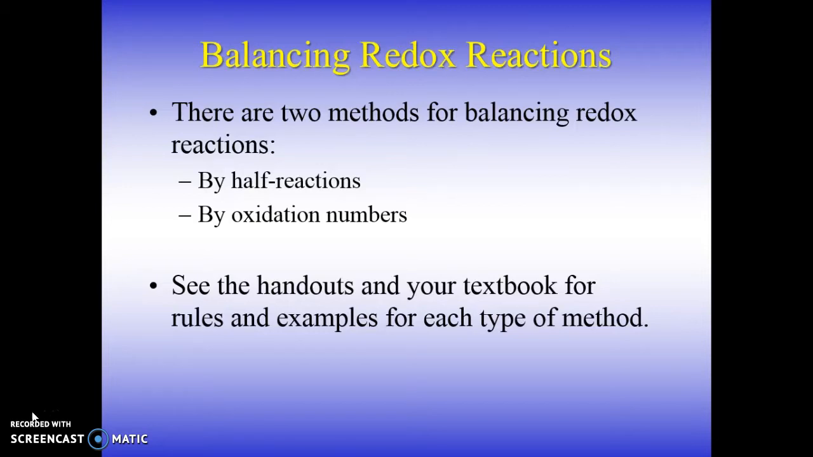On the website, there is a handout titled Rules for Balancing Redox Reactions or something to that effect. Please pause this, print those out, take a few minutes, look through the rules, read through the examples before you turn this video back on, and we go through some examples. I'm not doing the ones that are on the handout. I'm going to do different ones, so you'll have a couple of examples to practice with before we get into class. All right, so pause the video here.